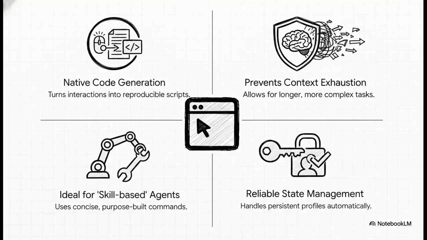So why is the CLI really pulling ahead here? Well, first, it's built from the ground up to generate clean, native code. But most importantly, it flat out prevents context exhaustion, which means your agent can take on much longer, more complex jobs. It's also a perfect fit for this new generation of skill-based agents that work best with precise tools. And as a bonus, it handles things like logins and sessions reliably all by itself.